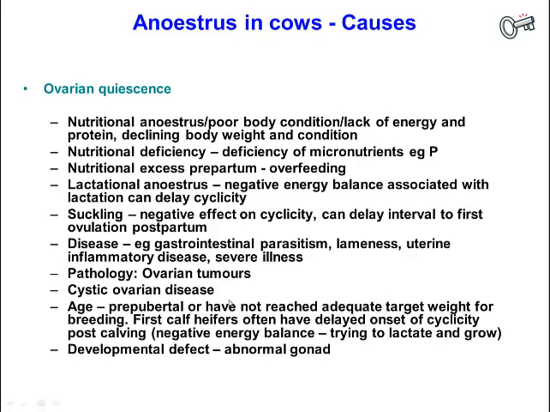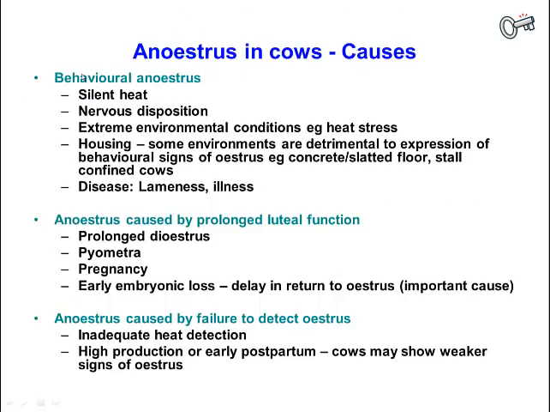So here's a whole range of causes of anestrus that all relate to a failure of the ovary to ovulate. So these all can contribute to a failure to ovulate. Now these are some causes where the cows may be ovulating but they're actually not showing signs of heat. This is what we call silent heat.